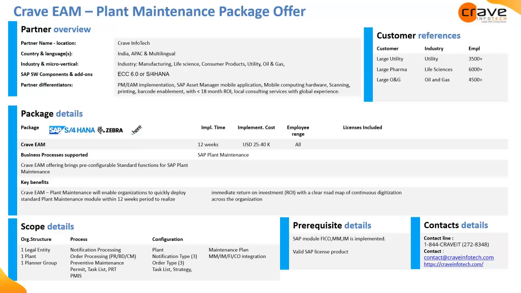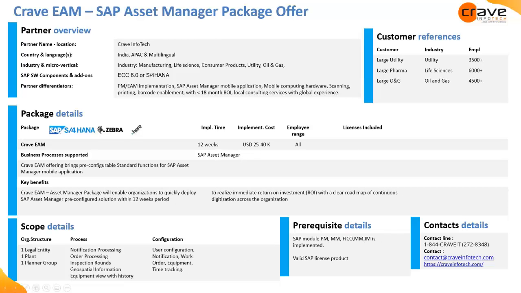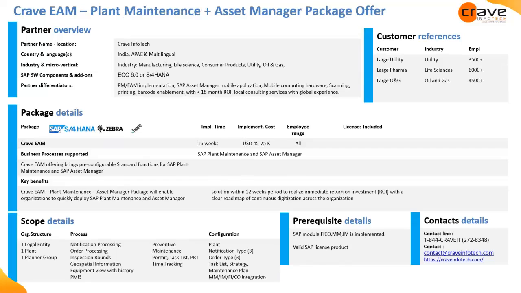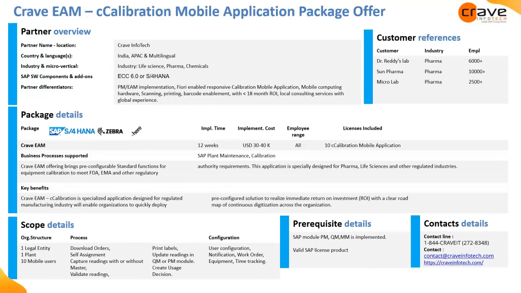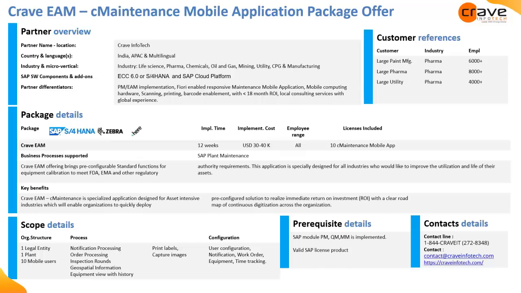In order to make it easier for you, we have also created amplify packages. So we can help you implement plant maintenance for a specific scope at a specific cost. Similarly, asset manager, plant maintenance asset manager, calibration, and maintenance mobile application. So we have amplify packages already available. You will have to check which region they belong to, right? And there are different packages.